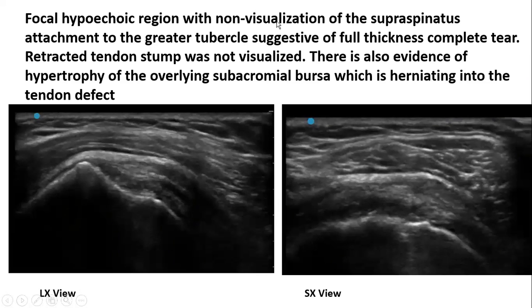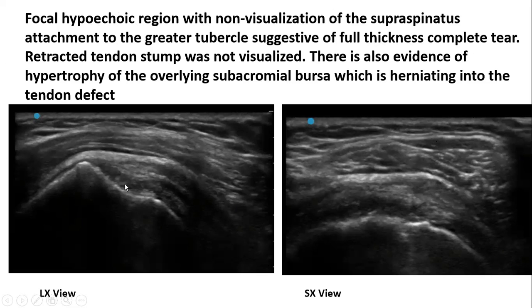So you'll see, you don't even have to say focal hypoechoic region. You can just say there is non-visualization of supraspinatus attachment to the GT, suggestive of full thickness complete tear. Now here this is full thickness complete. That means the entire width of the tendon is retracted or torn from GT, and the retracted tendon stump was not visualized.